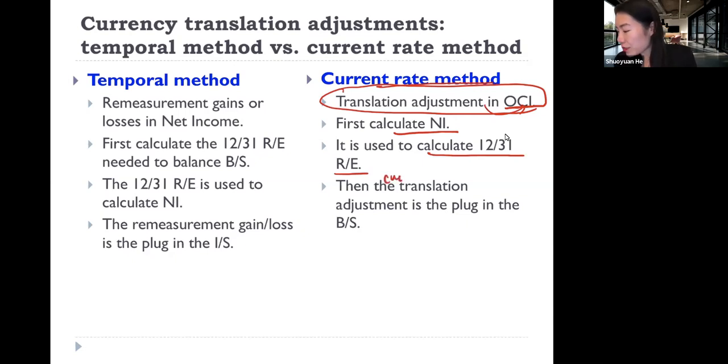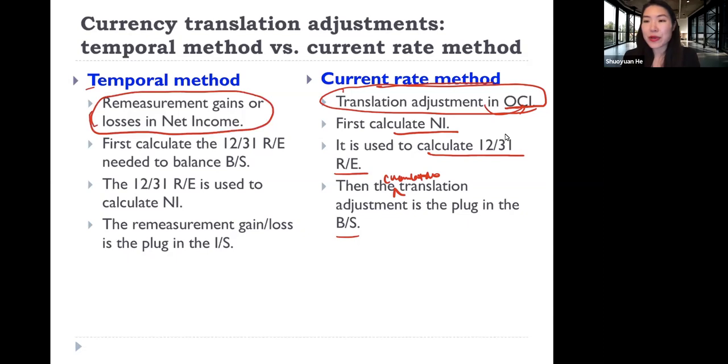And then actually this is the cumulative translation adjustment. It is applied on the firm's balance sheet. Under the temporal method, what we have is called remeasurement gain or loss, and this is something we recognize on the income statement. So we first calculate the end of the year retained earning, whatever we need to balance our balance sheet. And then we use the end of the year retained earning to calculate net income. And the remeasurement gain or loss is applied on the income statement.